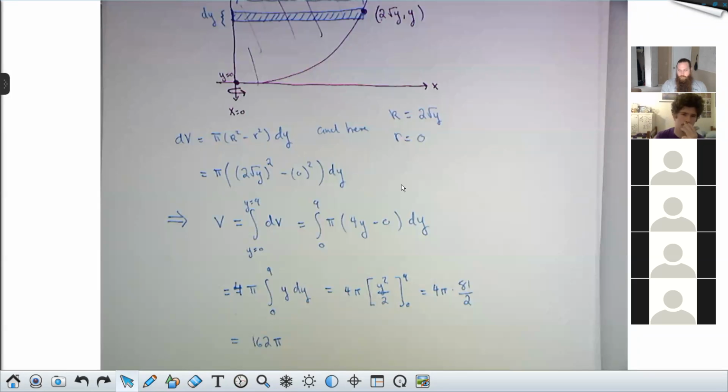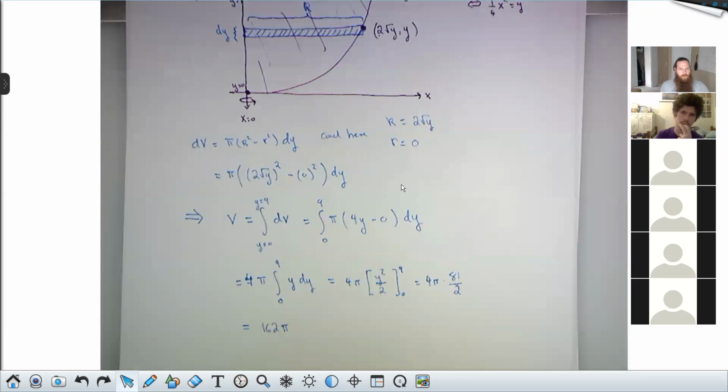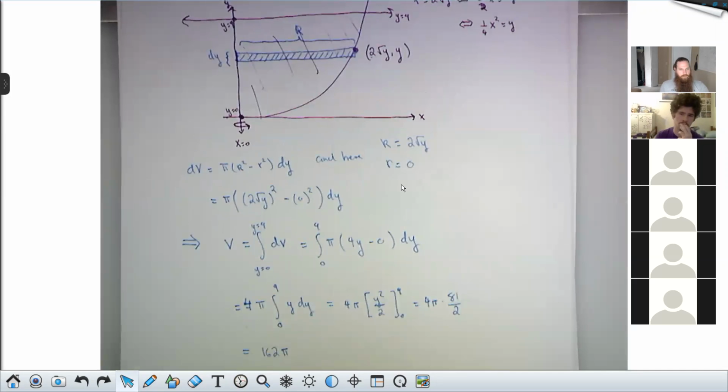So setting these up is the real challenge. No doubt about that. The key to setting them up is to follow the outline that I gave on the previous page. I have a question again. Yes.